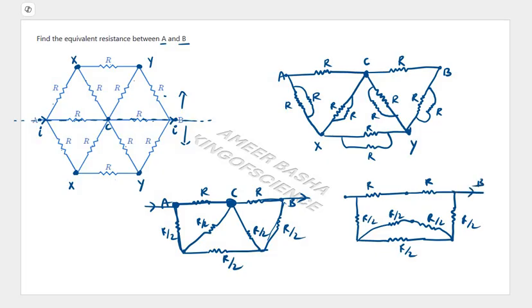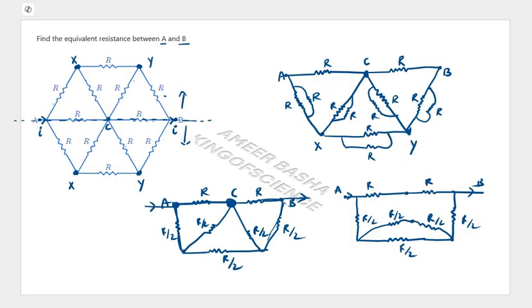This is my B point and this is my A point. So R and R will be in series. The answer comes out to be 2R there. Then this R by 2 and this R by 2 will be R. R and R by 2 will be in parallel. Then this entire network will be in series. So that means I can redraw that.